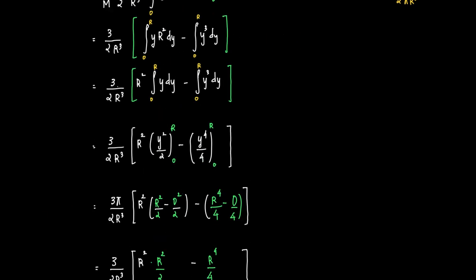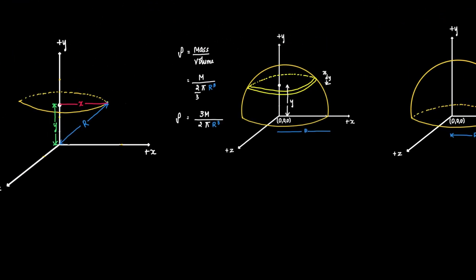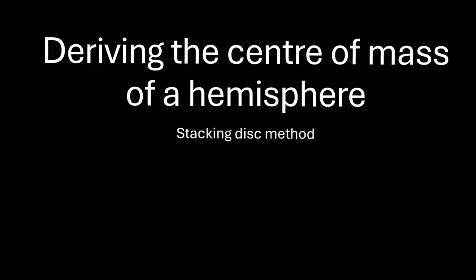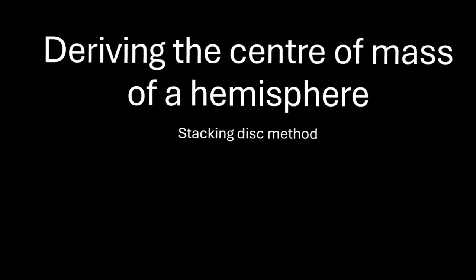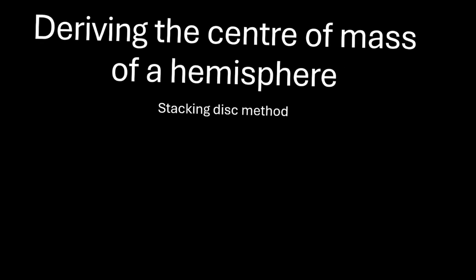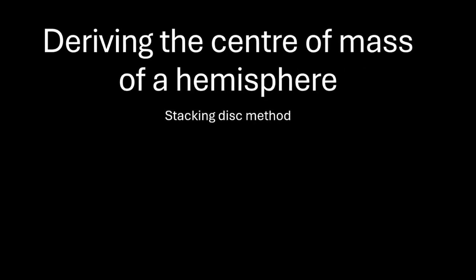So let us see how to understand the visualization. We'll first discuss this in 3D. Well, of course, not possible in pure 3D. We will discuss in pseudo 3D, and then we'll try to analyze it in 2D. Usually we call this method the stacking disk method. Why is it called so? Because we stack many disks one over the other to find the center of mass of the hemisphere.